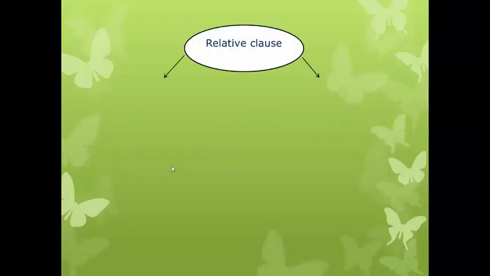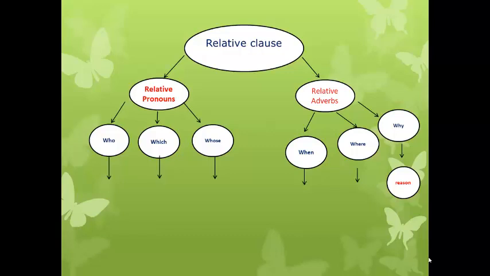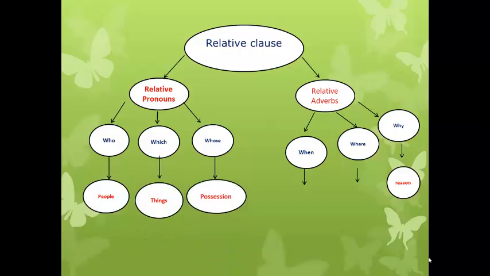To form relative clauses, we need main important things, which are the relative pronouns and relative adverbs. What are the relative pronouns and adverbs? Who, which, whose, we also have that, when, where, and why. We use who for people. That is the girl who lives next door. Which, we use it for things. Whose, we use it for possession. We use it instead of the possessive pronouns.